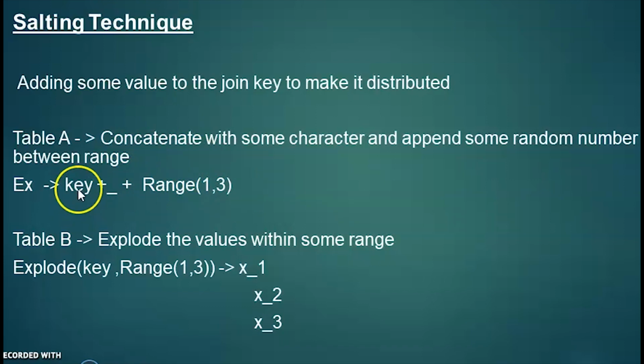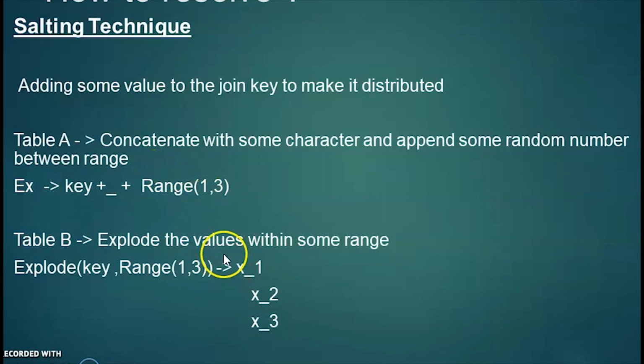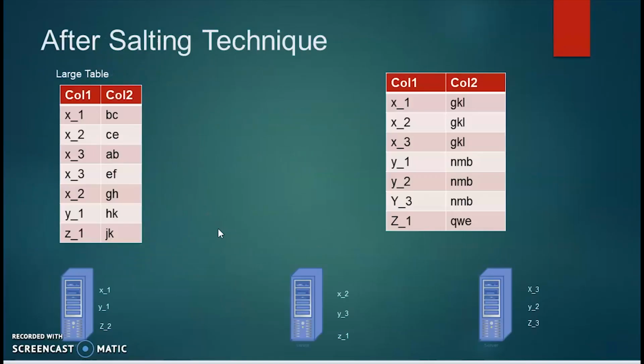To that particular key, we will add an underscore and a random number in the range of 1 to 3 in the left table. We will also salt the second table. We assumed this is a medium data set, so we will explode the key column so that it gets perfectly joined with the salted key of table A. So let's see how it looks. The same thing with table A, as I mentioned: we are salting it with an underscore and a random number between the range of 1 to 3.